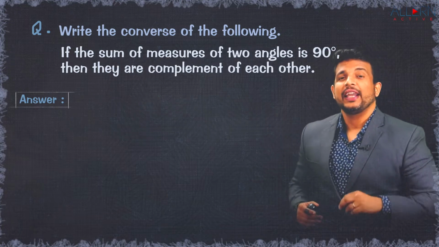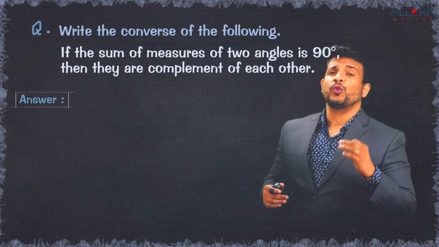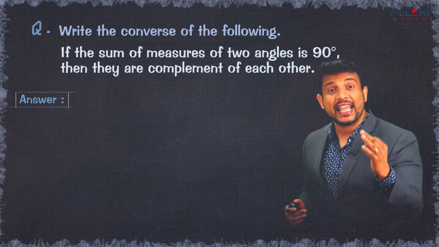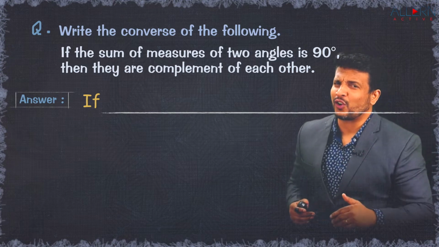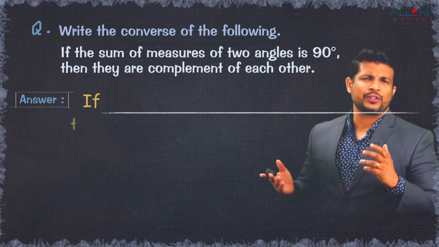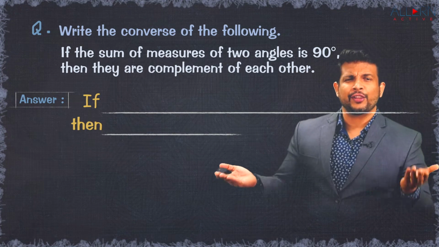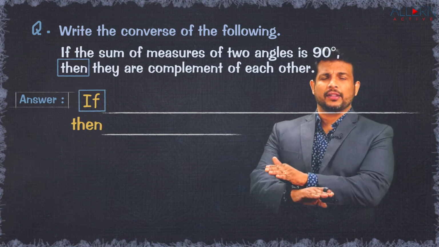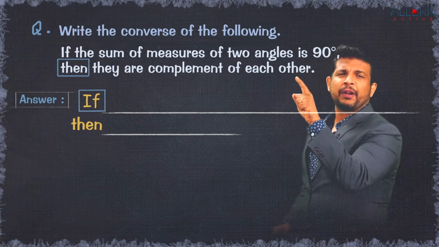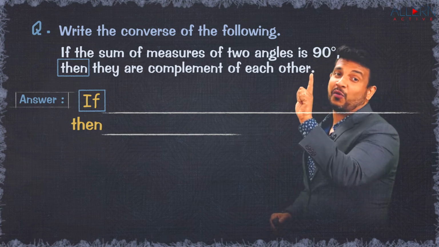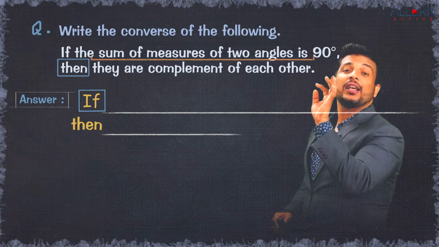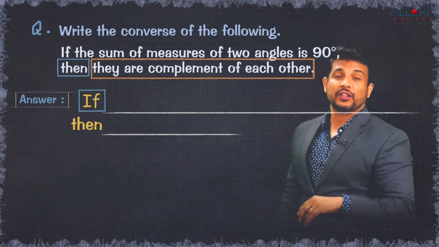Let's see that. It says that if the sum of the measures of two angles is 90 degrees, then they are complement of each other. Again, we are going to write the converse. We know the process. The process is so simple. For the antecedent and the consequent, we have to just swap their places. Beautiful. So in the given statement, first check what the consequent is. Whatever follows then. So what is that? They are complement of each other.